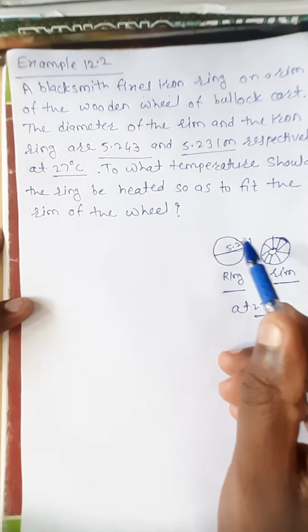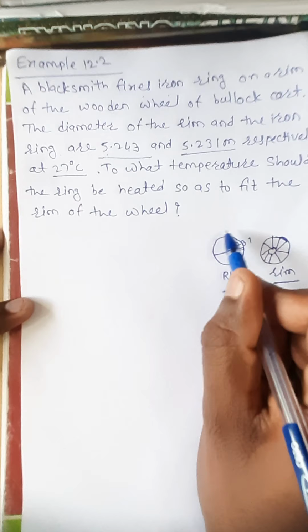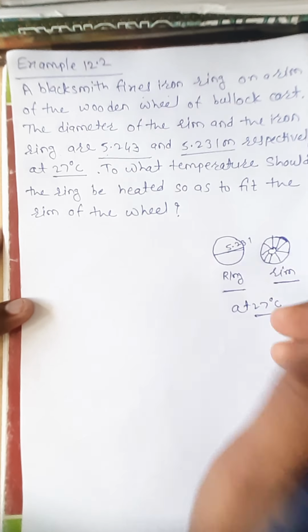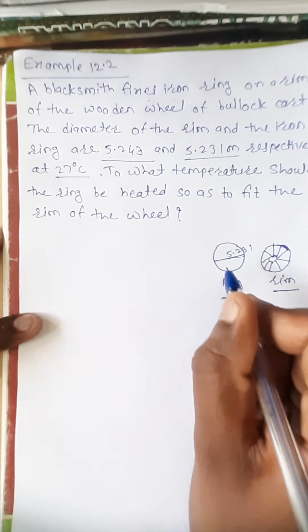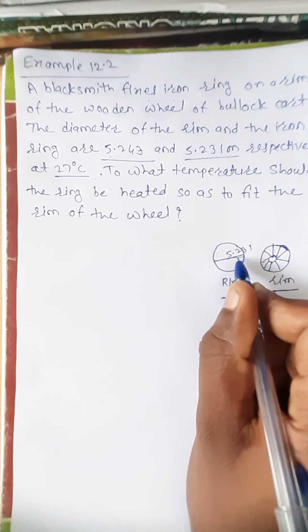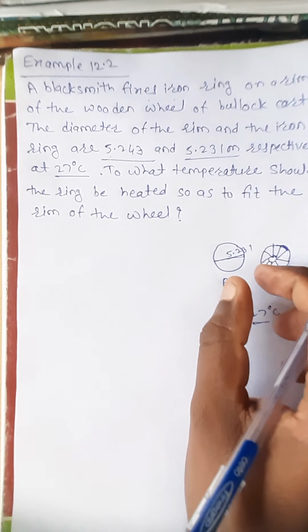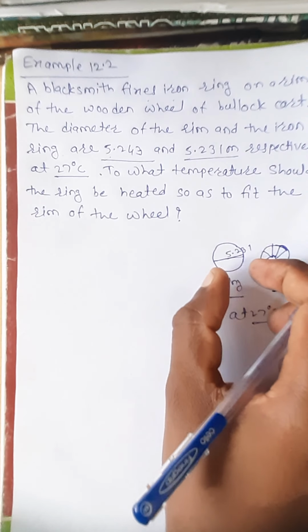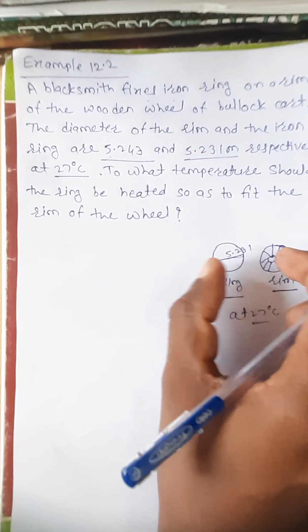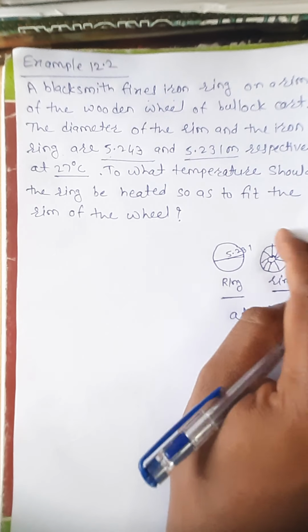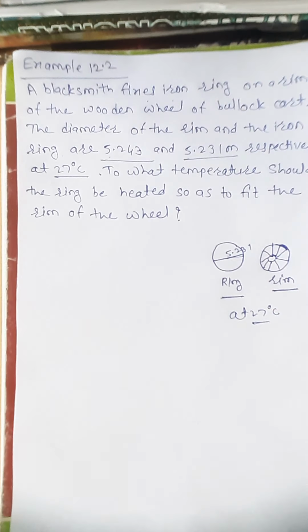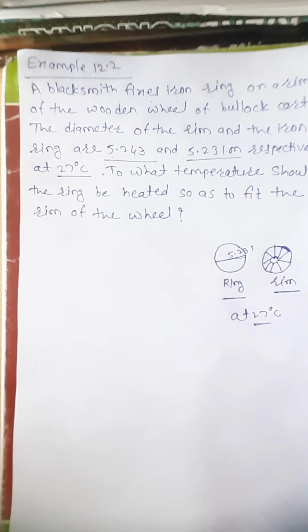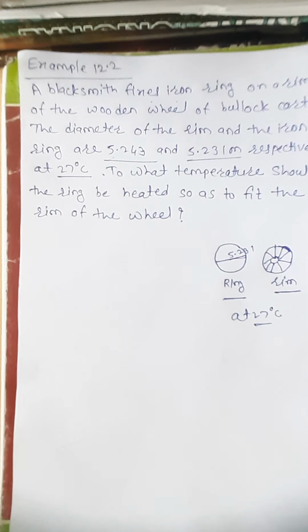Now if you heat that ring, what happens? Its diameter will increase. Initially at 27 degrees Celsius its diameter is 5.231 meters. If you heat that ring, its diameter will increase. When its diameter becomes equal to the diameter of the rim, then and only then will the ring be fitted, and the rim will be fixed inside the ring.